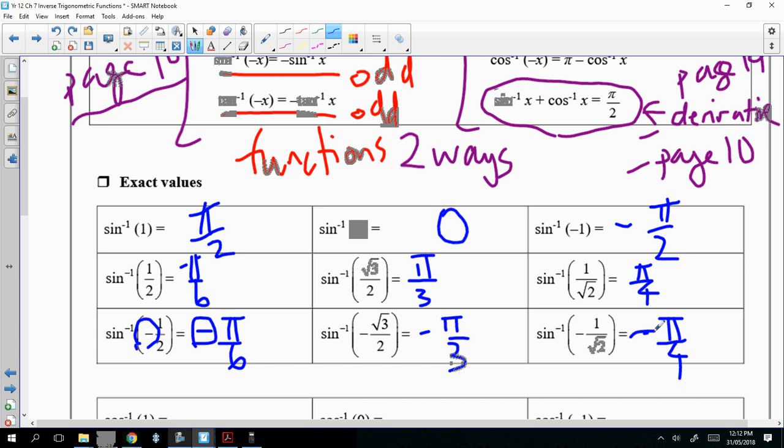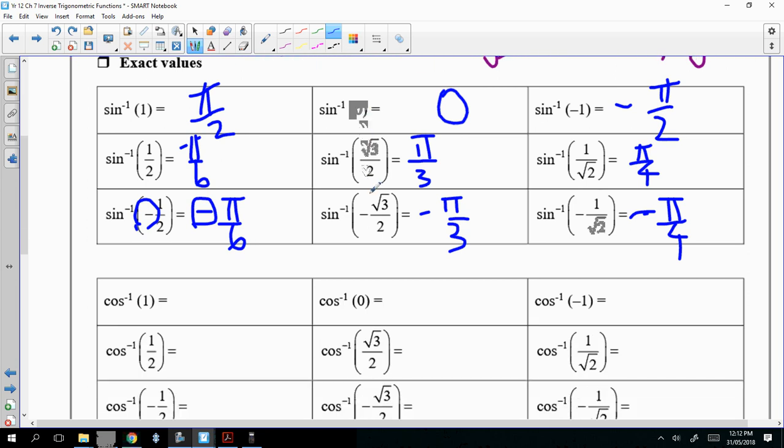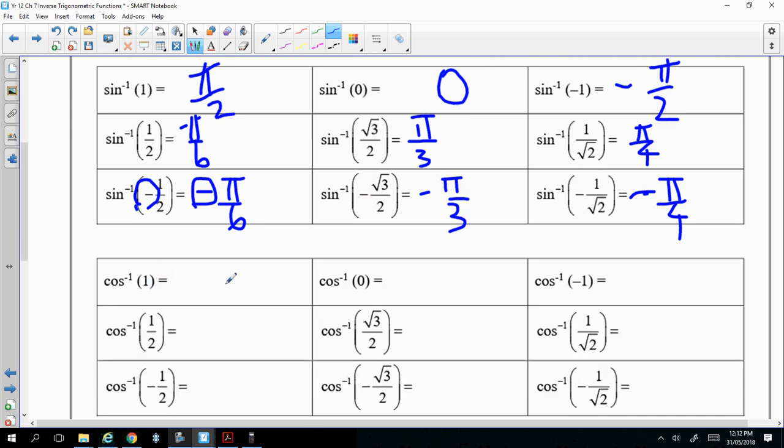Next, we're going to continue. Cos inverse of 1. So these 3 points are the endpoints of the graph. So cos inverse of 1 is 0. Cos inverse of negative 1 is pi. And the cos inverse of 0 is pi on 2. Okay. So this is neither even nor odd, so you can't use any symmetry.